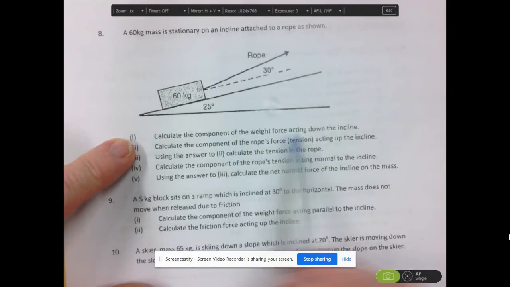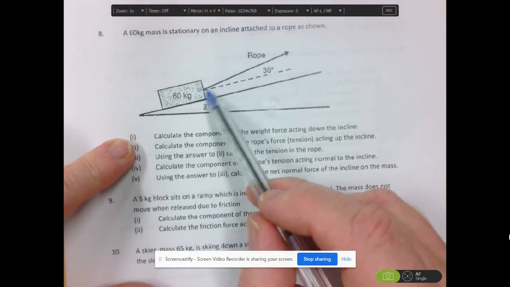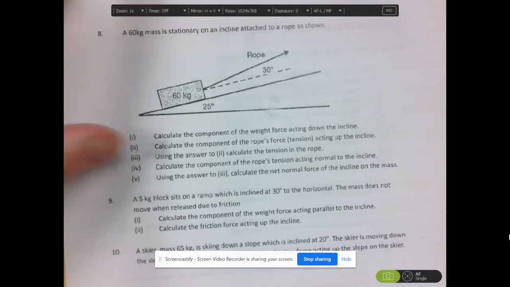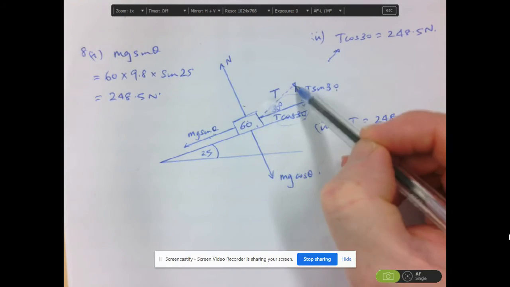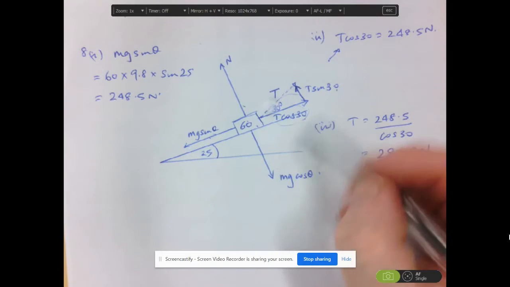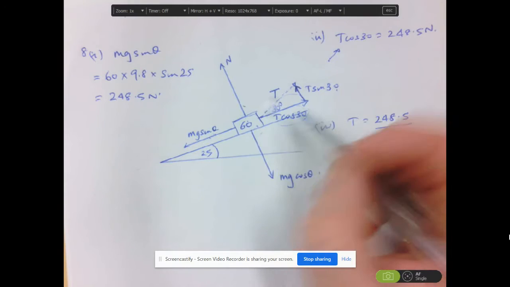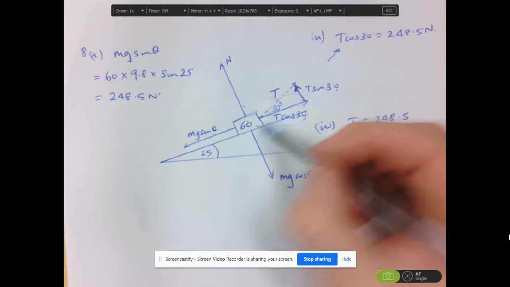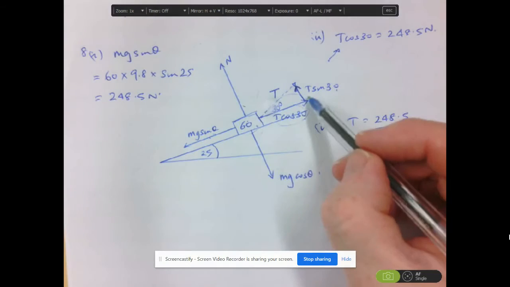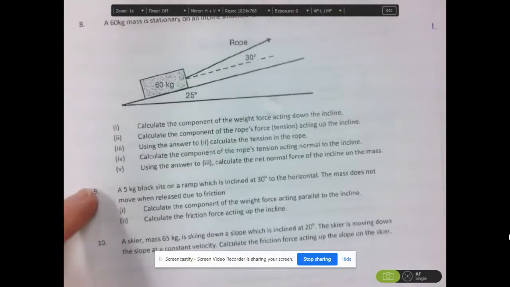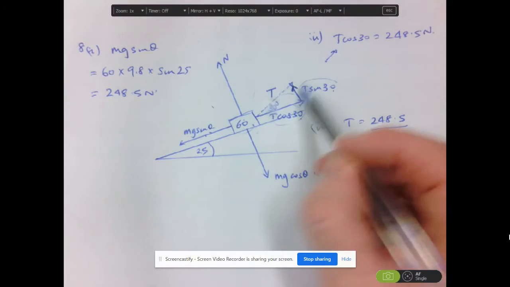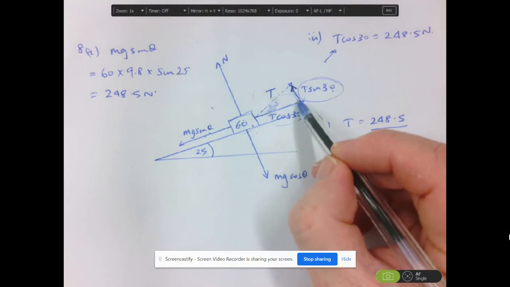We've calculated the component of the weight force down the incline, and then up the incline, and as a result, we can now work this one out. Now, what is this rope doing to this box? It's actually slightly lifting the box off the incline, because it's pulling it slightly further up. As a result, the normal force is being reduced by that T sine 30. The next question is calculating the rope's tension acting normal to the incline, in other words at right angles to the incline.